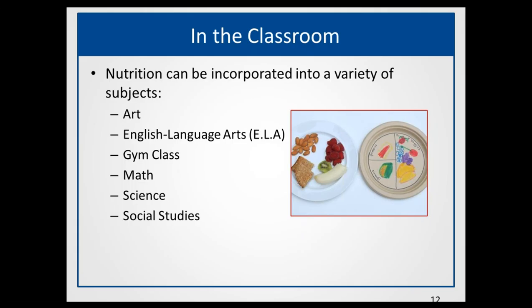Gym class is a great way to incorporate healthy eating with being active. Then there are math class and science class. In science, you could talk about the parts of a plant and how a carrot is a root, the celery that you eat is the stem of the plant, and spinach are leaves. You could also talk about how a seed grows into a plant and then becomes the fruit or vegetable that you're eating. In social studies, include indigenous foods, especially fruits and vegetables, and any traditional recipes when studying different cultures or geographic areas.